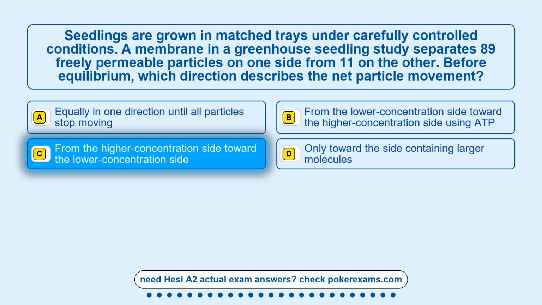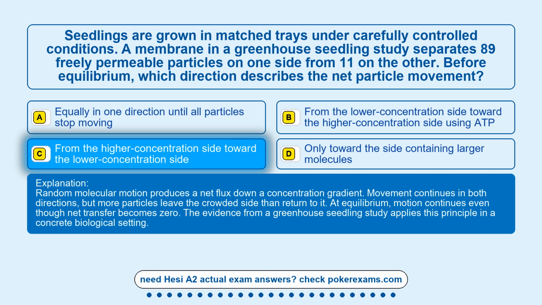The correct answer is option C, from the higher-concentration side toward the lower-concentration side. Random molecular motion produces a net flux down a concentration gradient. Movement continues in both directions, but more particles leave the crowded side than return to it. At equilibrium, motion continues even though net transfer becomes zero. The evidence from a greenhouse seedling study applies this principle in a concrete biological setting.